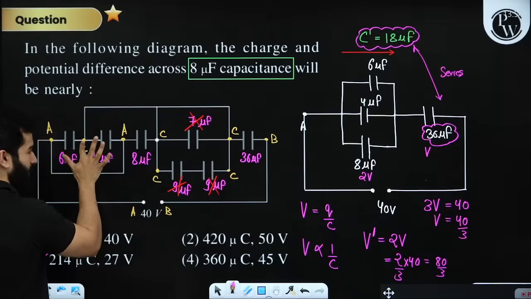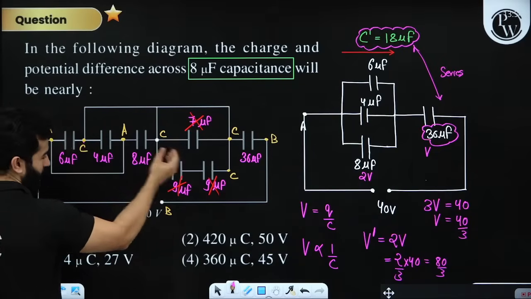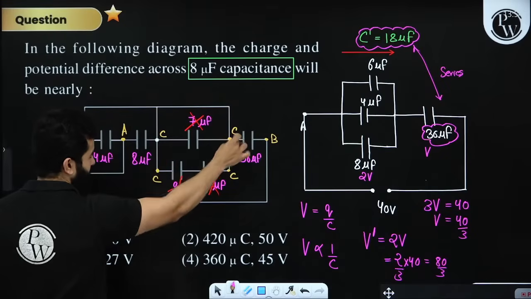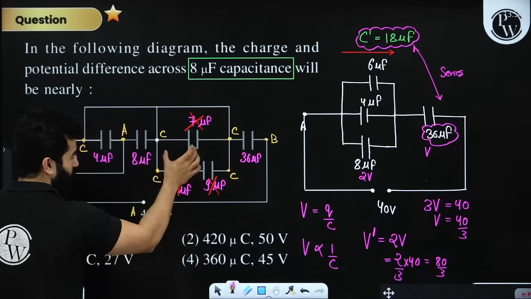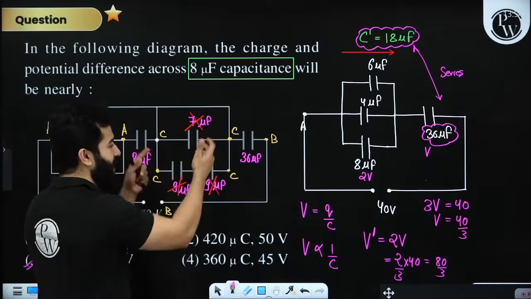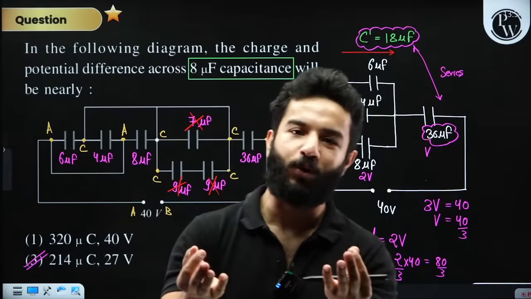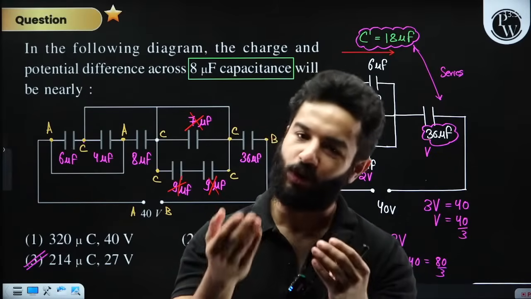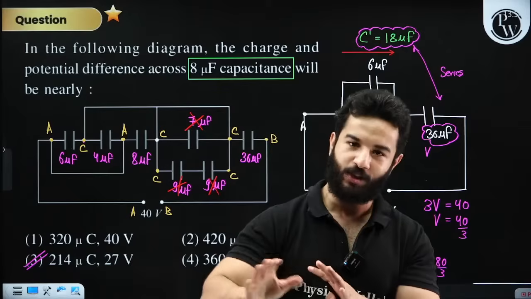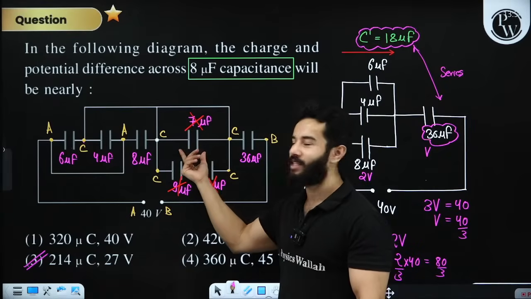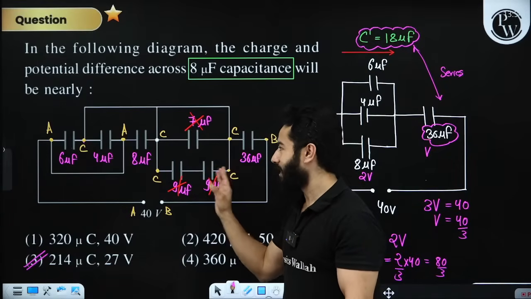So I'm naming this point as C, because I also can't name it as B. Now if this is C, this is C, this is C, this is C, this is C. Now when you have any electrical element between 2 points and those 2 points are at same potential, then charge will not flow, because charge flows from higher potential to lower potential. So if charge is not flowing, that means we don't have to do anything with these capacitors. So we have simply removed them.